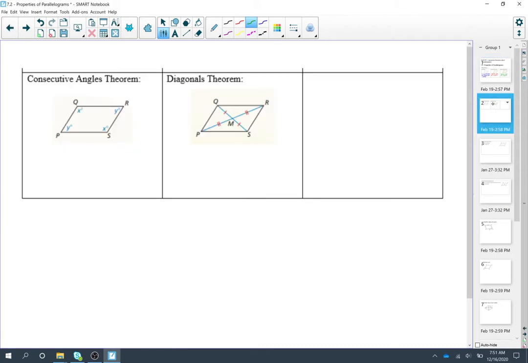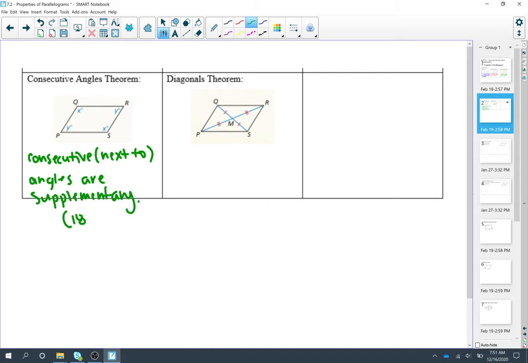We also have the consecutive angles theorem, which says consecutive, which I'm going to put next to, angles that are next to each other or in a row, are supplementary, which means they add to 180 degrees.